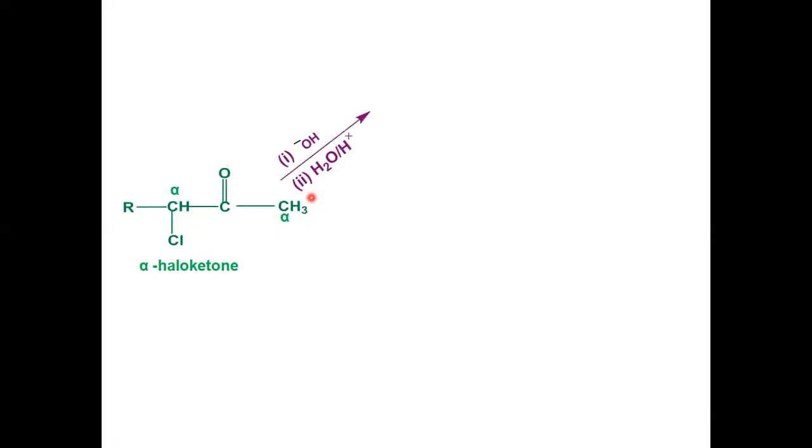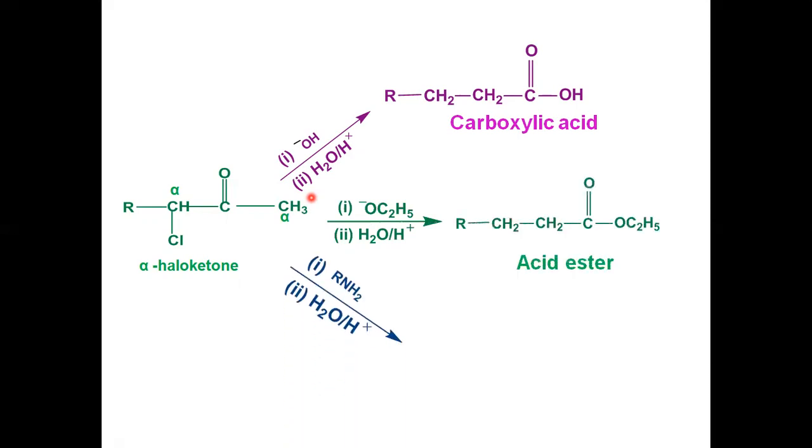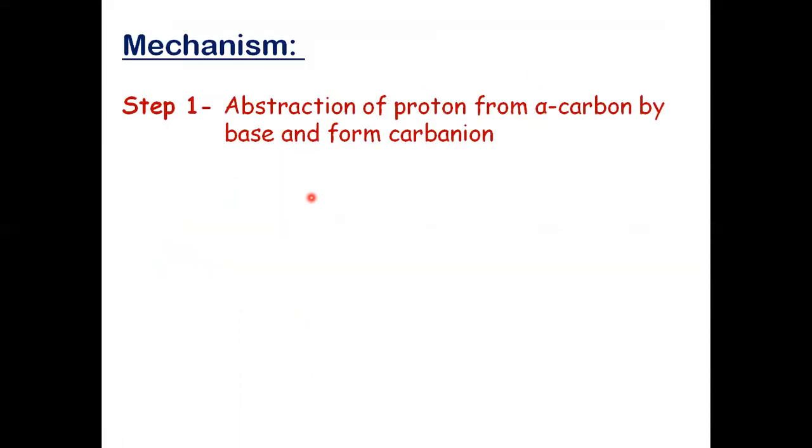When hydroxide is used as the nucleophile, the product will be carboxylic acid. When alkoxide is used as the nucleophile, carboxylic acid esters will be formed. And in case of amines and substituted amines, amides are formed as the product. Now we will discuss the mechanism of the Favorskii rearrangement.